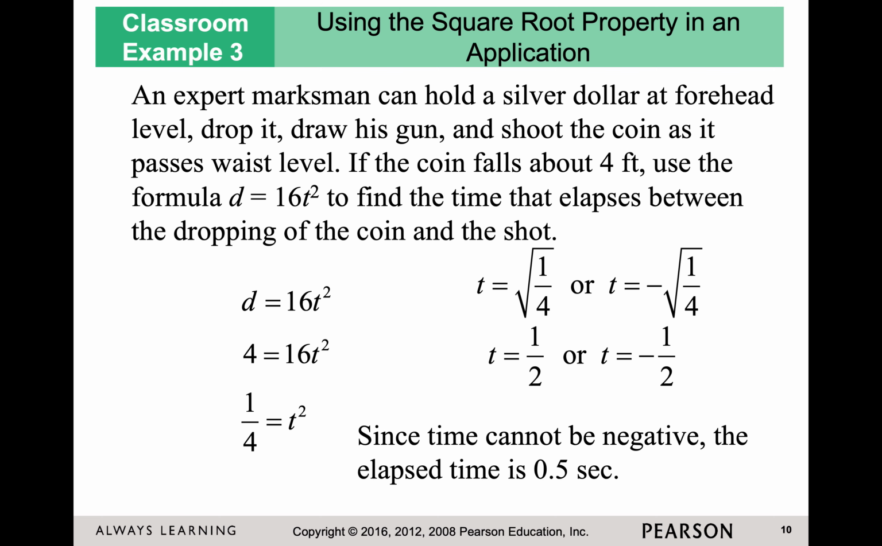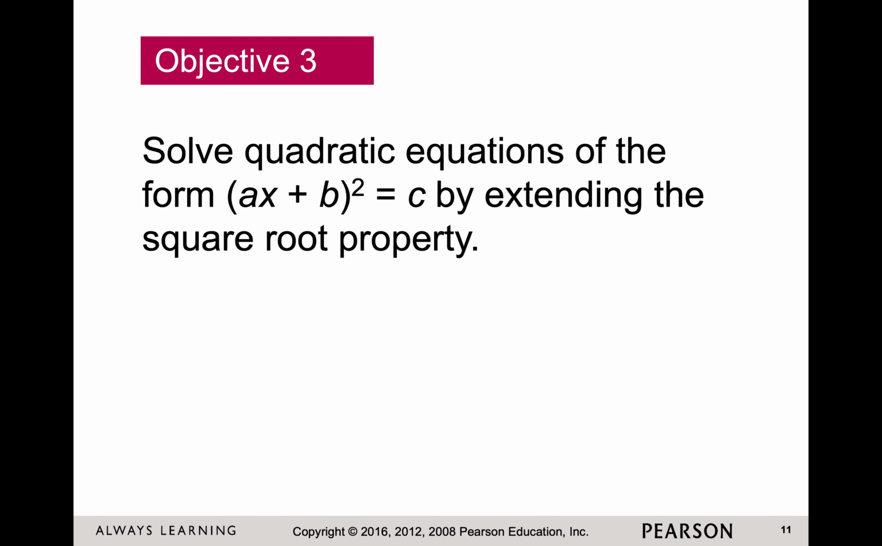No, we can't. So we say that it's only going to be the positive 1/2. In our perfect math world, we get a positive 1/2 and a negative 1/2. But in the context of the problem, I can't have negative time. So be on the lookout for that in the lab. When we're dealing with application problems and square roots, you cannot have a negative time value.